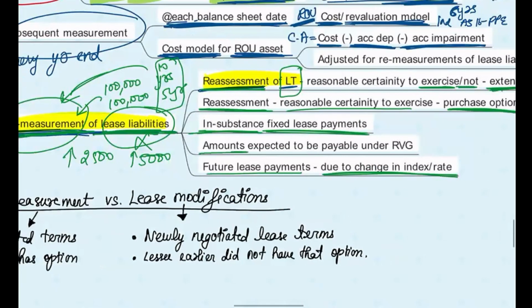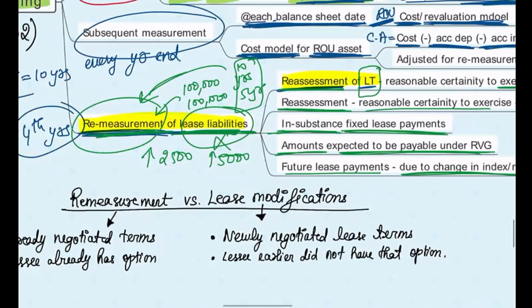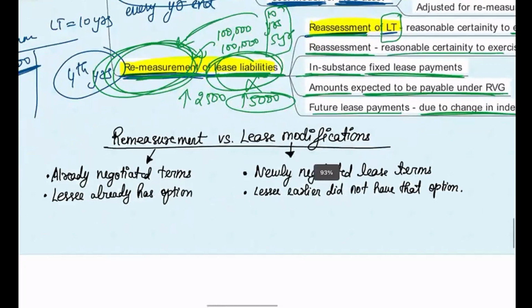And if the amounts expected to be payable as residual value guarantee, what you have to pay, either increase or decrease in the future, then according to that, if you have to change your present value of lease payments, then in such a case also there might be a remeasurement of lease liability. Okay, I hope you understood.